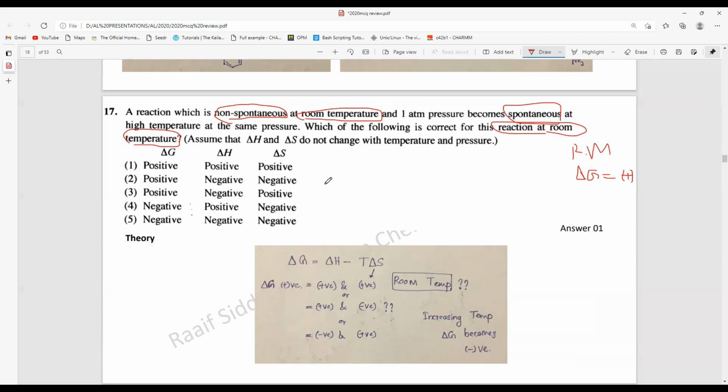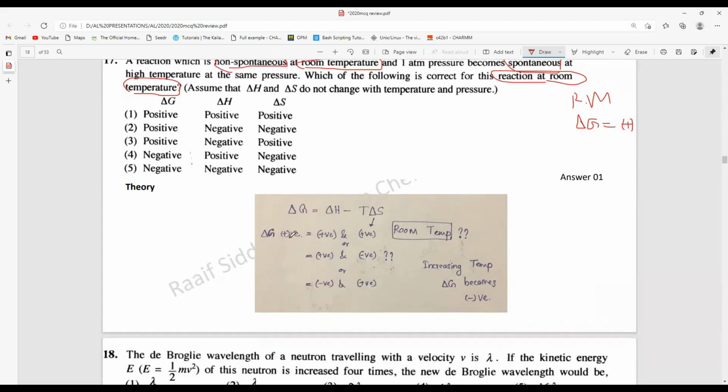We have discussed this type of question many times, and I'm telling this again. The idea is this. Delta G is positive at room temperature, and we need to find which values of delta H and delta S would make this delta G positive at room temperature. Also, don't forget, they say when you increase the temperature, delta G becomes negative. So you need to find that factor as well. So at room temperature, delta G is positive.